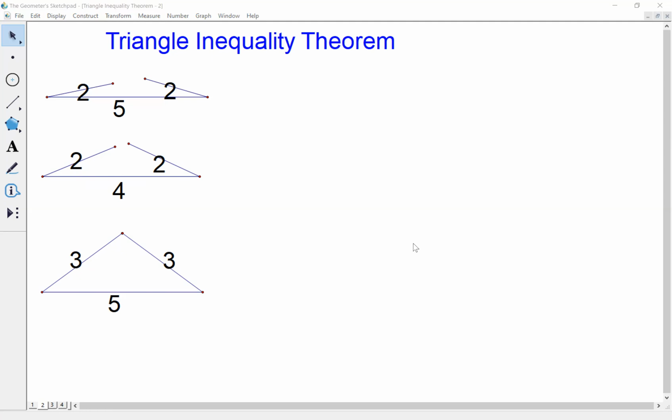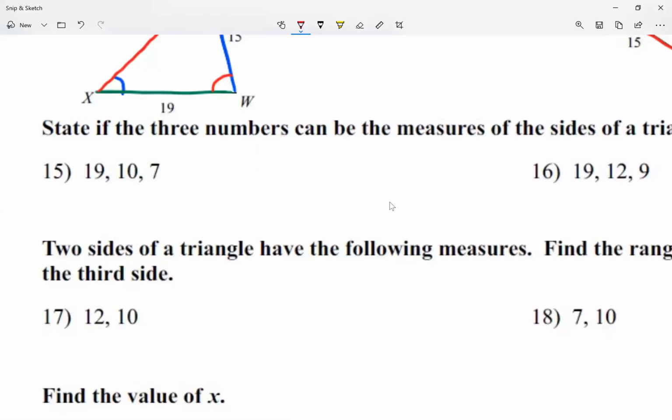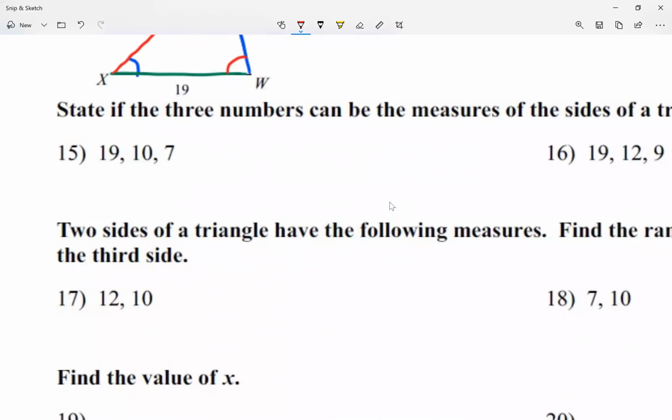So coming back to our homework, let me identify the two small sides. The two small sides are 10 and 7. The numbers given are not in any order. So don't think that the biggest number is always first or is always last. No, it's not in any order. So I'm going to add the two small numbers, 10 plus 7, and it has to be more than the third side. My question here is, is 10 plus 7 more than 19? I know 10 plus 7 is 17. Is 17 more than 19? No. So no, I cannot make a triangle out of those.